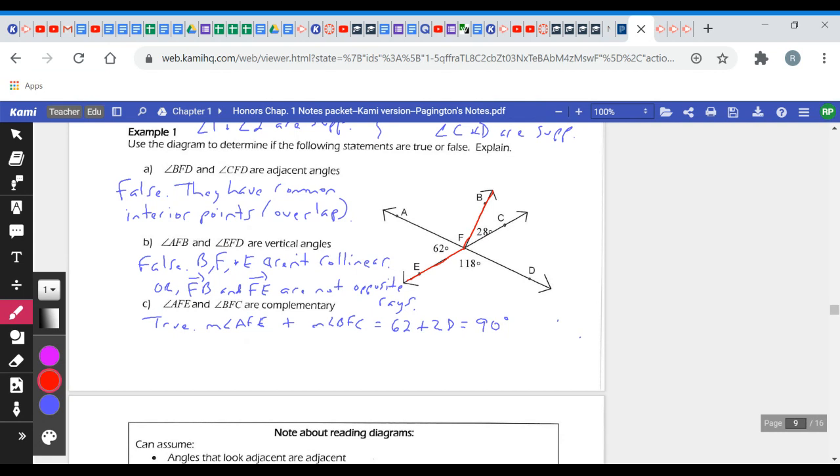On C, it's referring to AFE. So that goes from here to here, and BFC from here to here, and they're complementary. Again, we talked about complementary as two angles that add up to 90, and that is a true statement because I can add up this 62 plus the 28, and that equals 90. So I therefore know that those two angles must be complementary to each other.